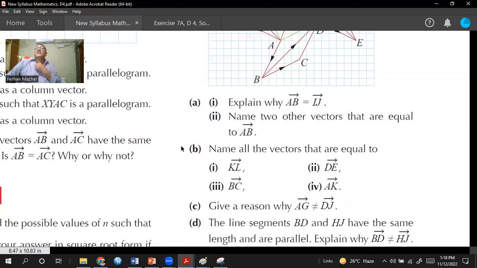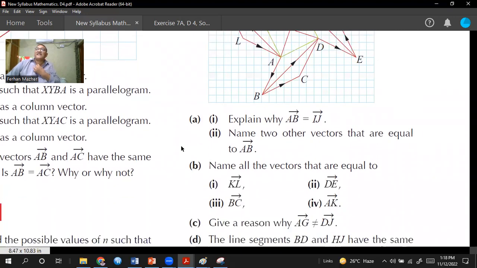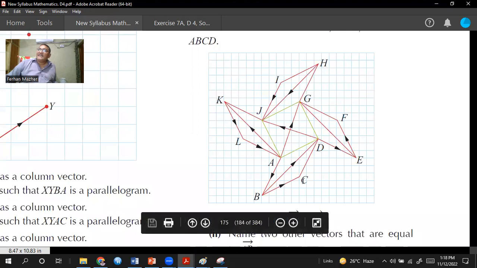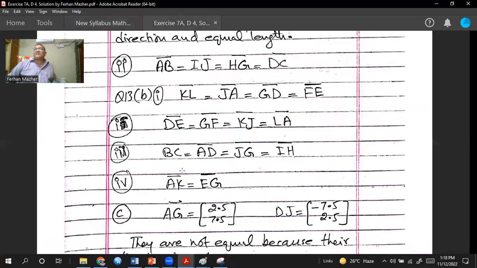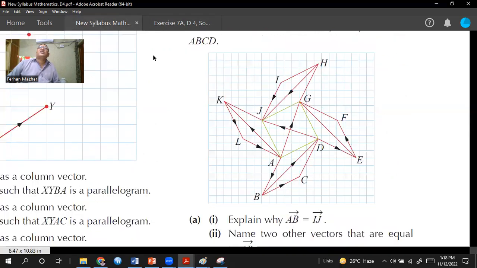Then their question is the vectors which are equal to BC. Where is BC? So AD, JG, IH. BC will be equal to AD, JG, and IH.